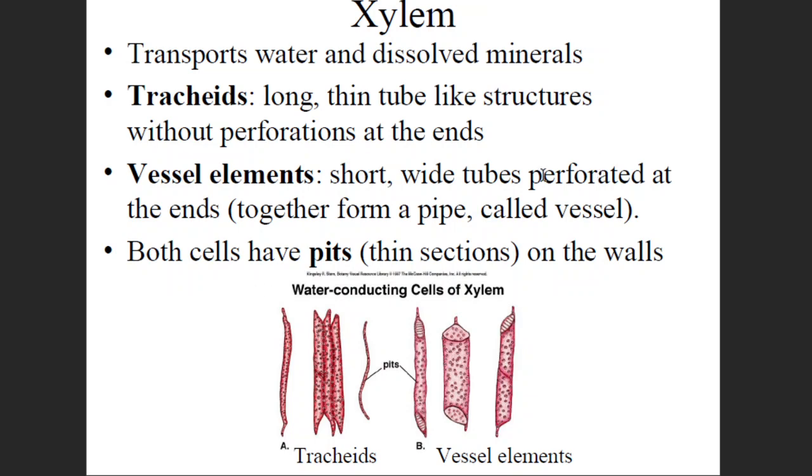These tracheids are long tube-like structures. These tracheids are without perforation at the end, so they don't have any opening there. Their ends are fused. Next are the vessel elements. These vessel elements are short but have a wider hollow tube-like structure. Also they are perforated at the ends, that is, their two ends are open like an open pipe, like a vessel. Both cells have small openings or thin sections, which we can call dotted structures, like pits, on their wall.